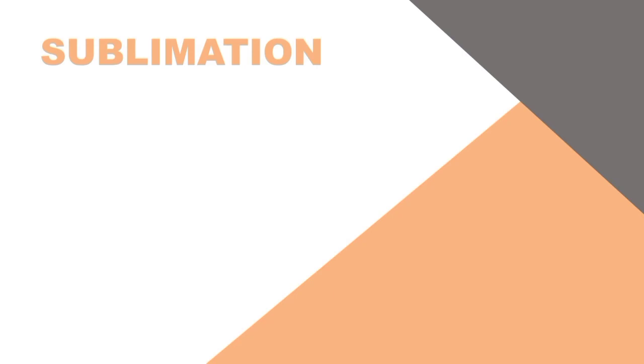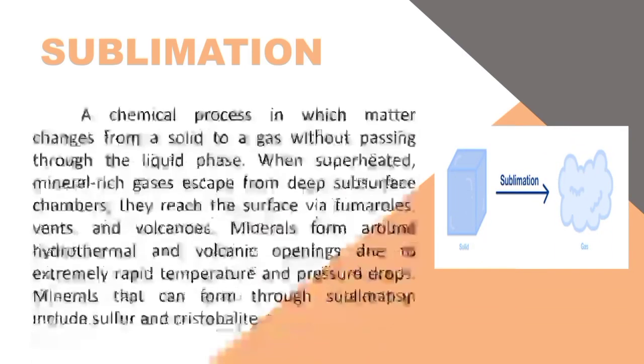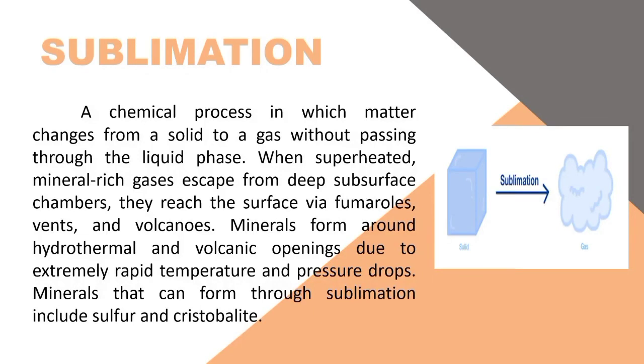Next is sublimation. Sublimation is a chemical process in which matter changes from a solid to a gas without passing through the liquid phase. When superheated, mineral-rich gases escape from deep subsurface chambers. They reach the surface via fumaroles, vents, and volcanoes. Minerals form around hydrothermal and volcanic openings due to extremely rapid temperature and pressure drops. Minerals that can be formed through sublimation include sulfur and cristobalite.